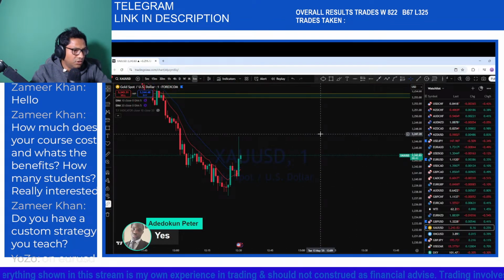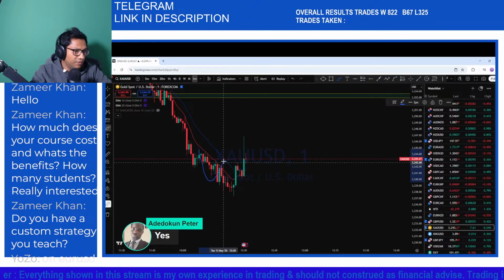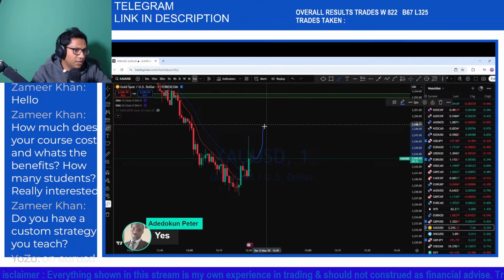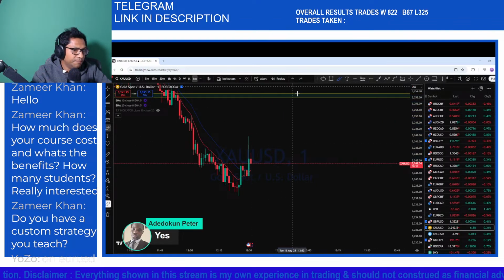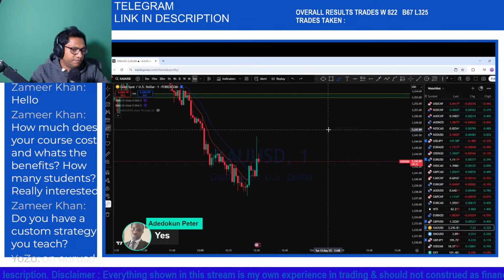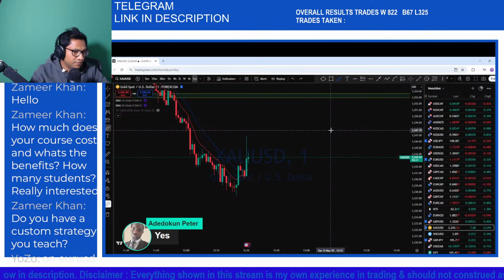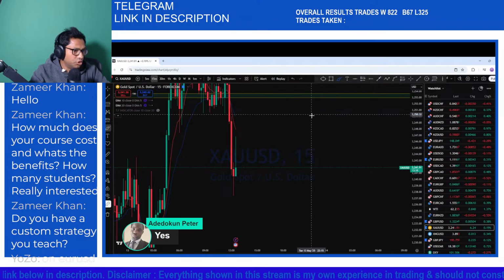And with that in mind, we can see from here, with this inverted head and shoulders, the price potentially bouncing back to the upside here. Let's see where it is heading to. Alright, so here is the price slowly pushing back down.